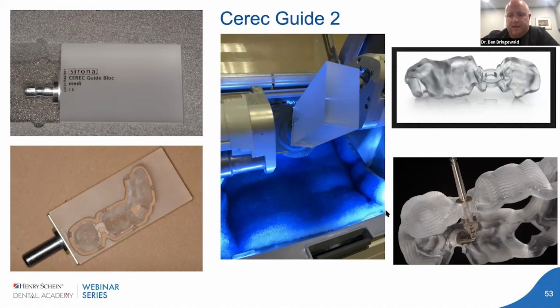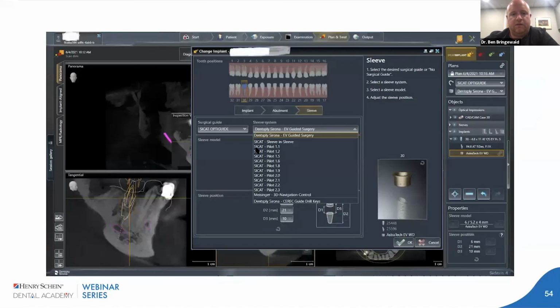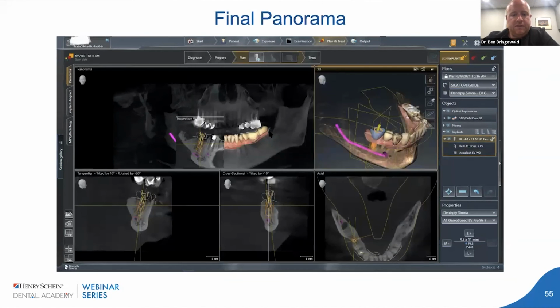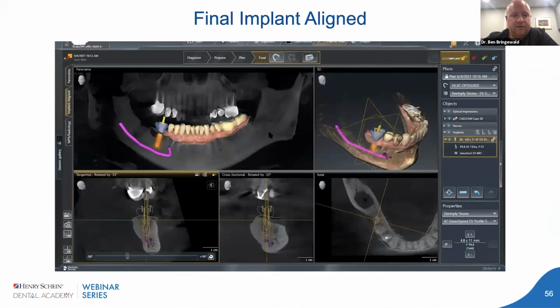And like I said, the main thing is you can only have the one osteotomy site. So once you have the sleeve in there, in our case we selected the OptiGuide, and then you'll have the different opportunities for which kind of sleeve system you want. If you don't use the Sirona one, if you have a different implant system, then those are all in there as well. So this is what it looks like all planned out.